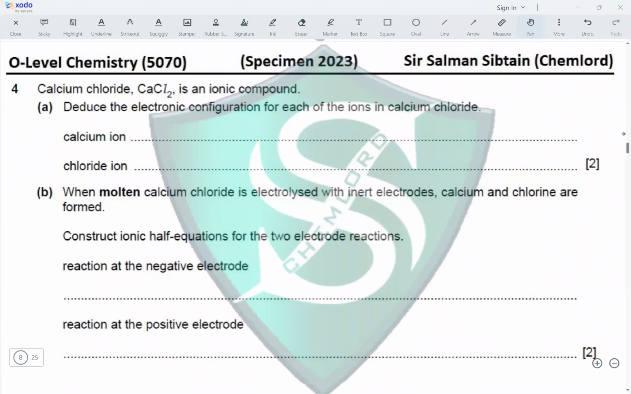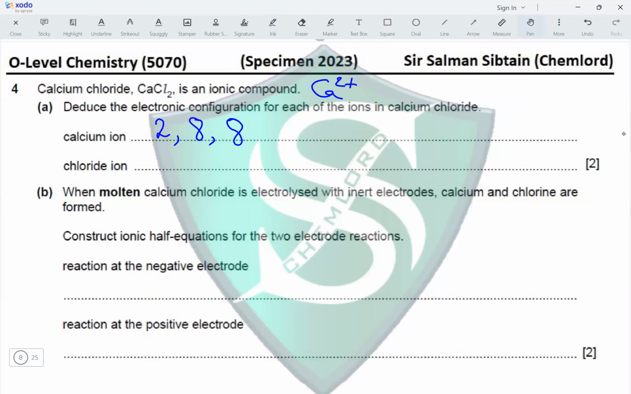Question 4. Calcium chloride is an ionic compound. Deduce the electronic configuration of each of these ions in calcium chloride. So looking at the periodic table, calcium belongs to period 4. That means it has 4 shells. But in its outermost shell, calcium has 2 electrons which it loses to form the Ca2+ ion. So the outermost shell becomes empty, and now the Ca2+ ion only has 3 complete shells. So the electronic configuration of Ca2+ would be 2 electrons in the first shell, 8 in the second shell, and 8 in the third shell.